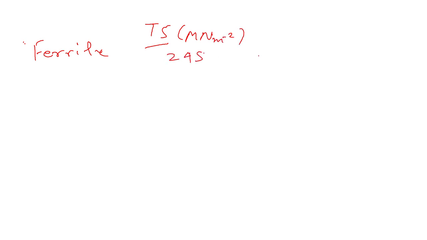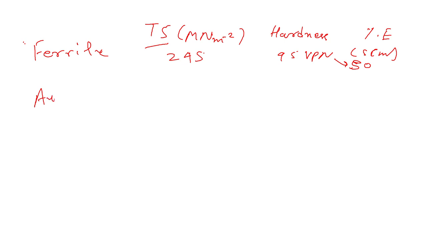Now the properties of the three phases. The tensile strength in meganewtons per meter square for ferrite is 215, and the hardness of ferrite is also very low as compared to cementite. The elongation percentage for 5 centimeters is approximately 15.